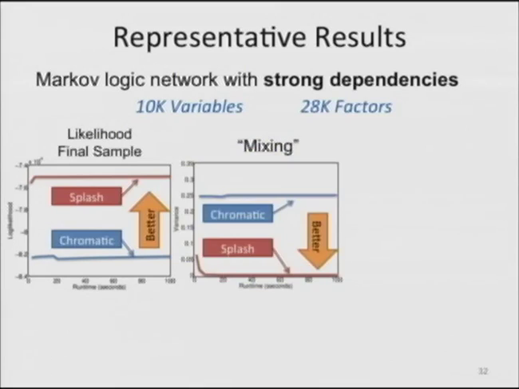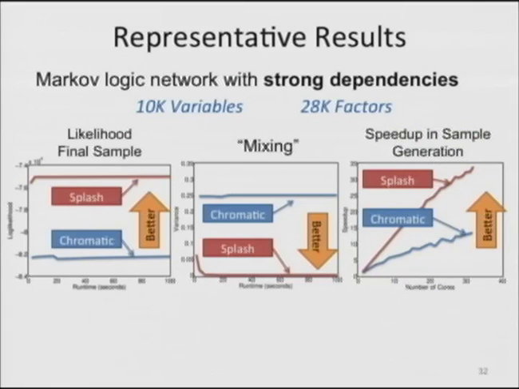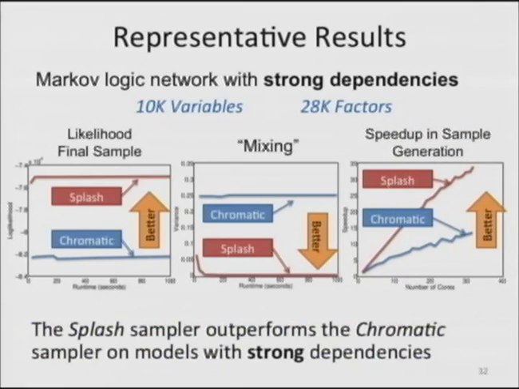I can look at mixing across chains. So I can measure the mixing of my samplers. And finally, I can look at speedup. So these techniques, again, by exploiting this blocking structure, can have slightly better cache efficiency and get pretty good speedup. OK. All right, so in general, we see that this splash technique can outperform chromatic techniques of bulk synchronous setup on strongly correlated models.